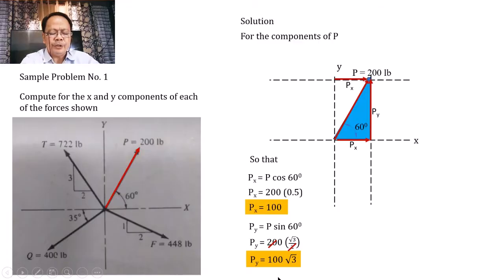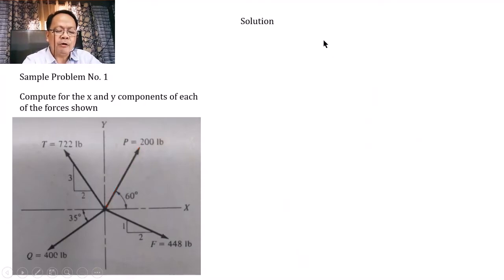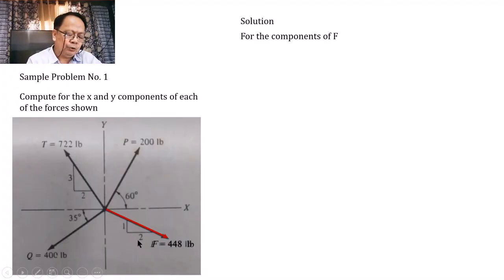And so this is how a particular force can be resolved into components when the components are mutually perpendicular and along the horizontal and the vertical axis. Okay, the second one is when the direction of the force is expressed in terms of the slope. I'll be solving for the components of F. So here is our F that has a magnitude of 448 and inclined at 1 vertical to 2 horizontal.